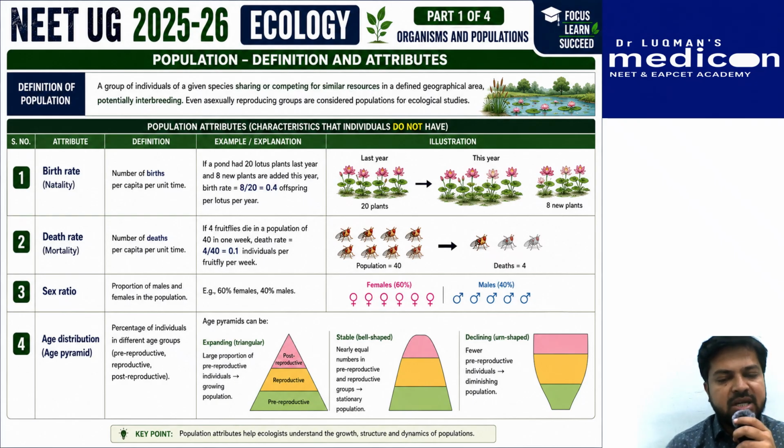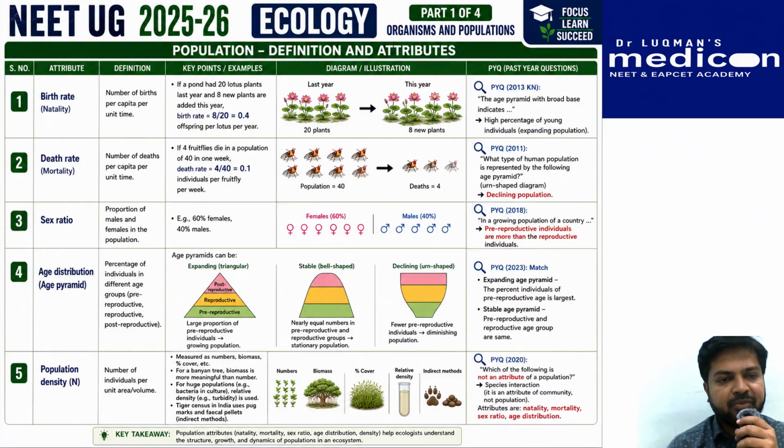You have to understand it is focusing on the pre-reproductive state. More pre-reproductive, expanding; pre-reproductive equal to other groups, stable; and fewer pre-reproductive, that is declining or urn-shaped. Key point is population attributes help ecologists understand the growth, structure and dynamics of the population.